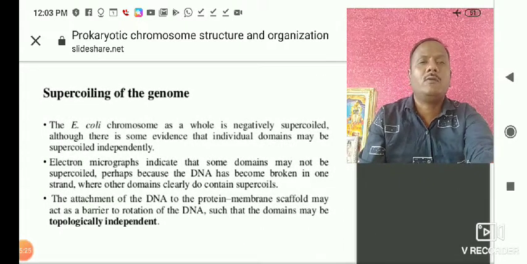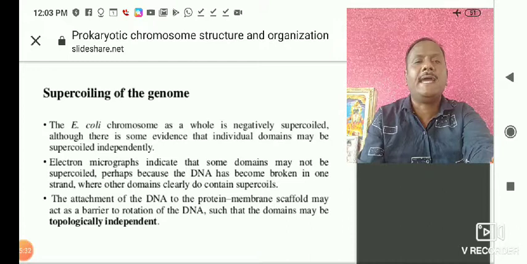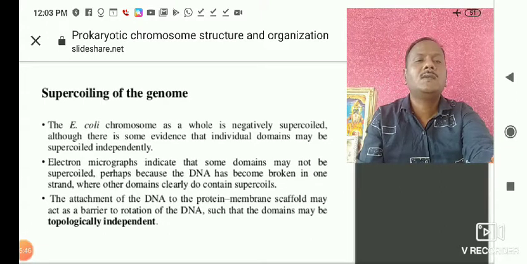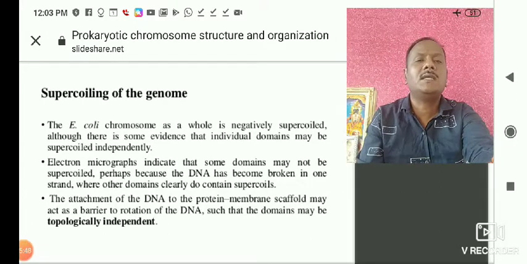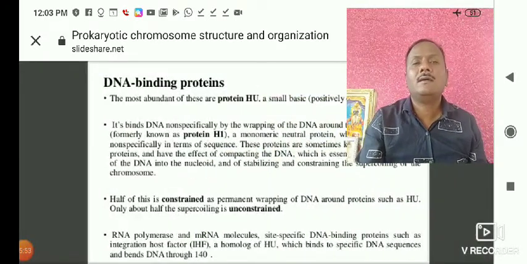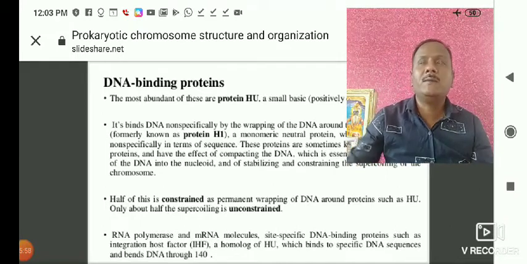The electron micrograph indicates that some domains may not be supercoiled, perhaps because the DNA has become broken in one strand, whereas other domains clearly do contain supercoils. The attachment of the DNA to the protein's membrane scaffold may act as a barrier to rotation of the DNA, such that the domains may be topologically independent. It means there are places where it binds with each other's DNA binding proteins.